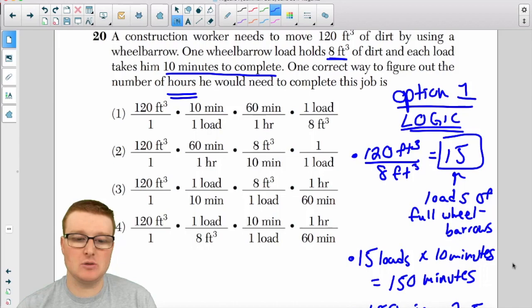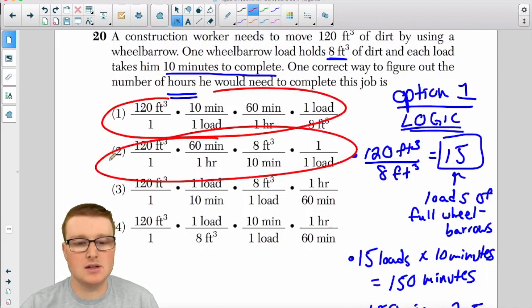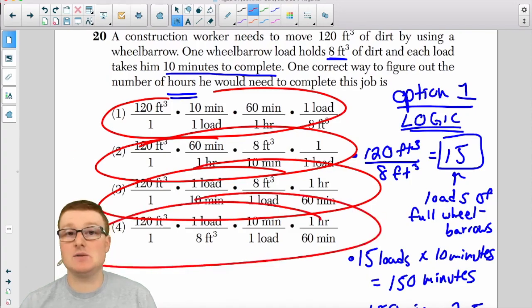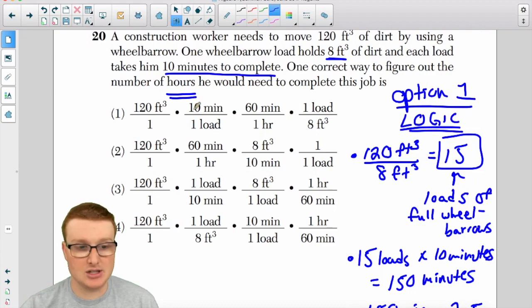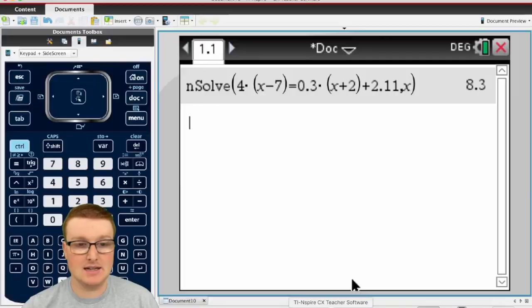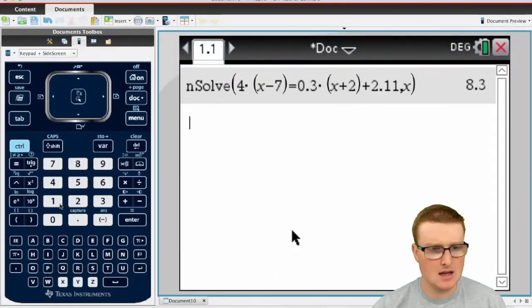So now, if you want to, you could type all of these into your calculator and see which one gives you the answer. Just to save some time, I'm going to tell you that the answer is choice 4. And let me show you what to do. You're actually going to type in these fractions. Watch what it does for you.